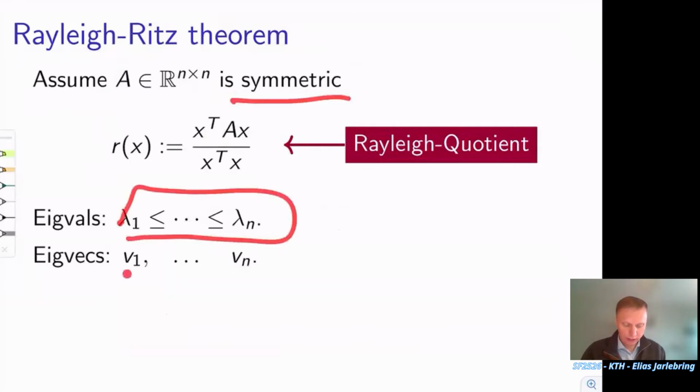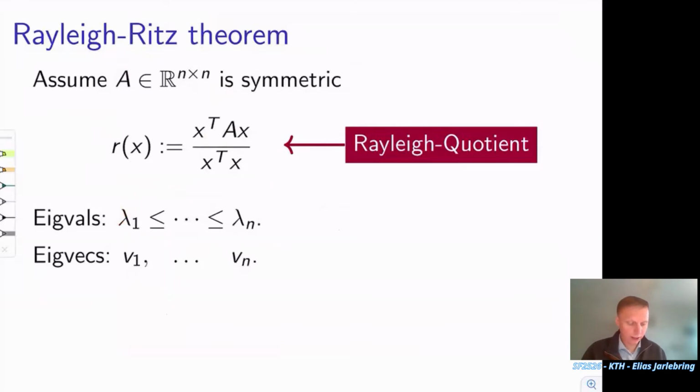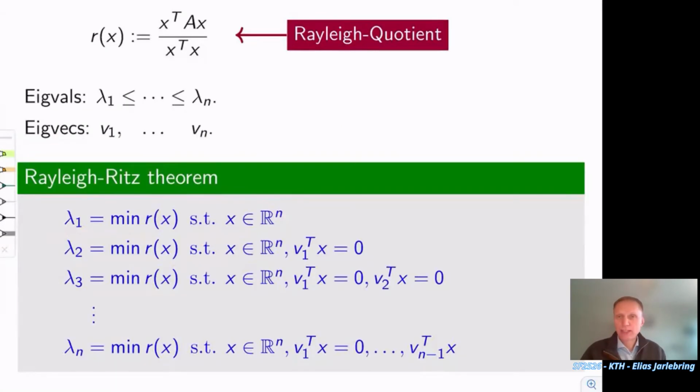It's a symmetric matrix, so we can order the eigenvalues and these will be the eigenvectors. The Rayleigh-Ritz theorem is a characterization of the eigenvalues. So, for example, lambda 1 can be obtained by minimizing the Rayleigh quotient such that x is any vector in Rn. So if you take the minimum of the Rayleigh quotient over all vectors, you will get lambda 1.